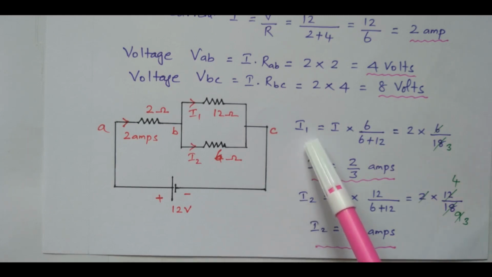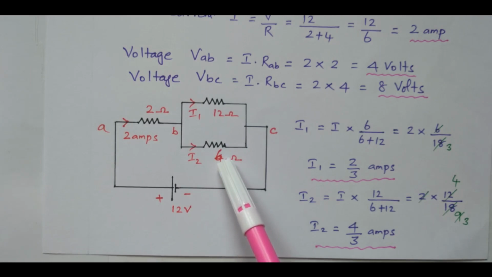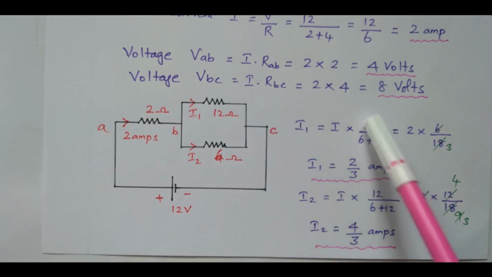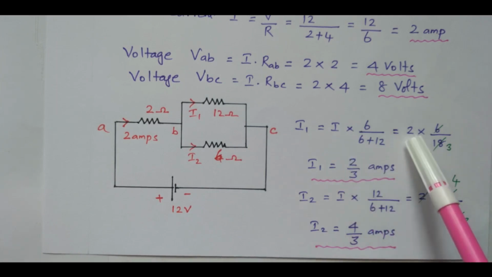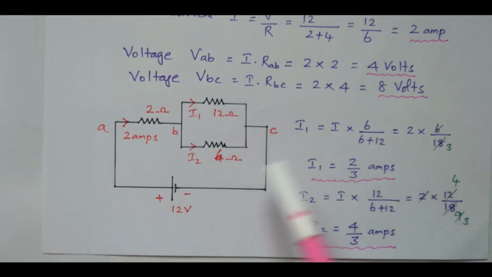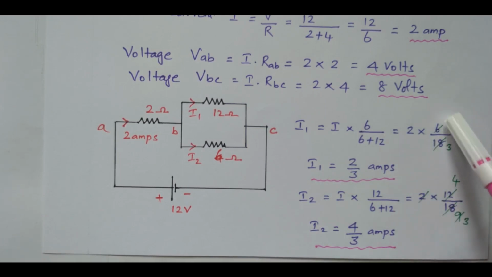So I1 is the current flowing through the 12 ohm. What is the other branch resistor? 6 ohm. So you have to multiply with 6. Right? So the total current is 2 ampere. The other branch resistor is 6 ohm, divided by the total resistance 6 plus 12, 18. So 2 divided by 3 times 2, so 2 divided by 3 ampere. The current flowing through I1 is 2 divided by 3 ampere.